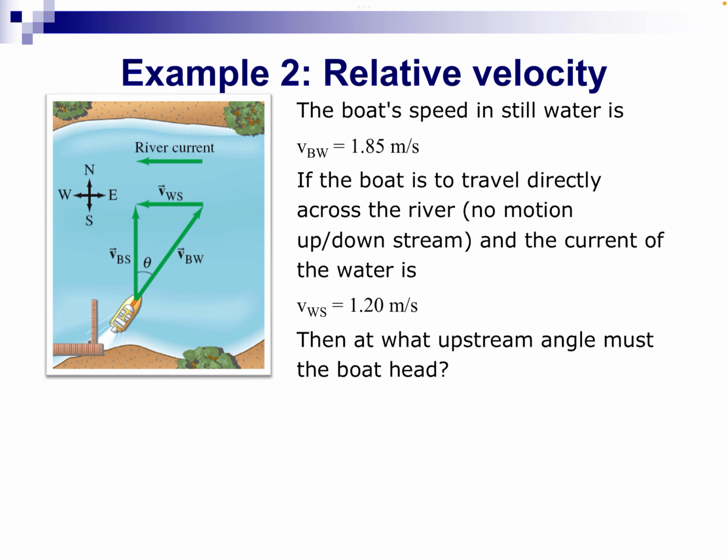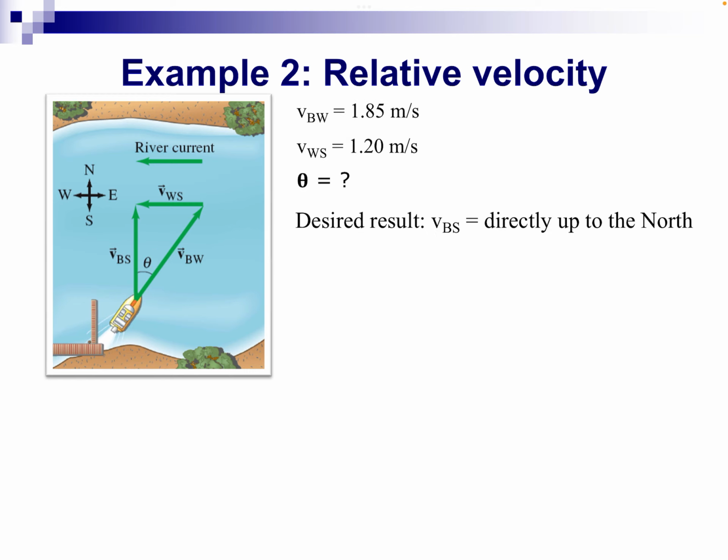So for the boat to go straight across the river, the boat should travel at some angle theta, so that even if the river's current will push the boat to the left, the effective motion of the boat will be going straight across the river. So that's what we want to find, at what angle the boat should travel upstream in order to head directly straight across the river.